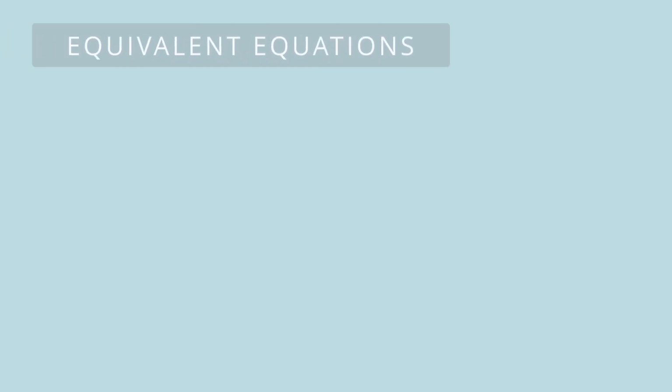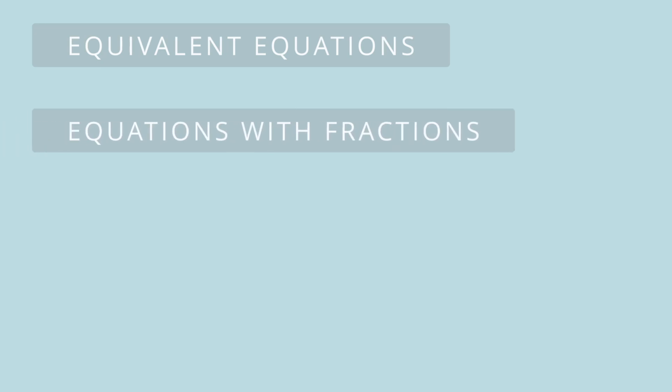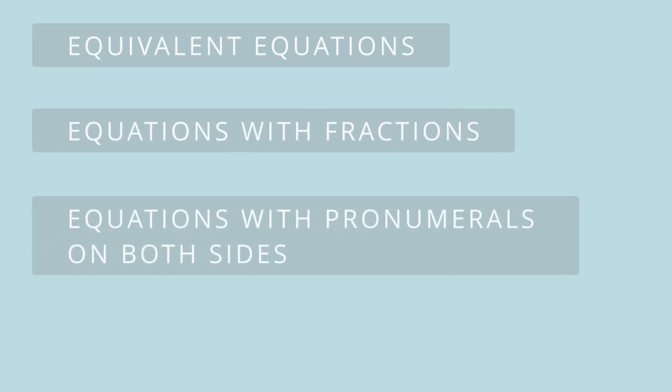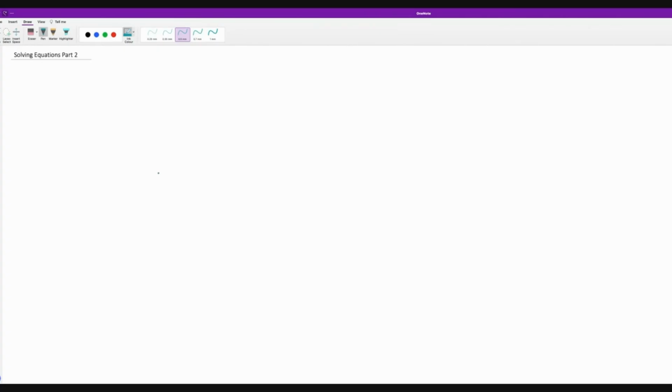With multi-step solving equation questions, there are a few different question types. The first being equivalent equations, the second being equations with fractions, the third being equations with pronumerals on both sides of the equal sign, and the final one is equations with brackets. We're going to be doing a walkthrough of all these four types. Let's first start with equivalent equations.